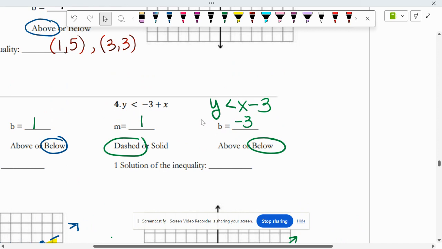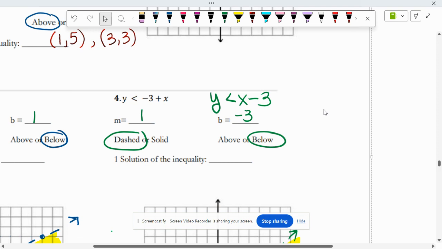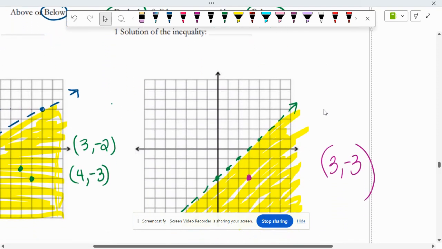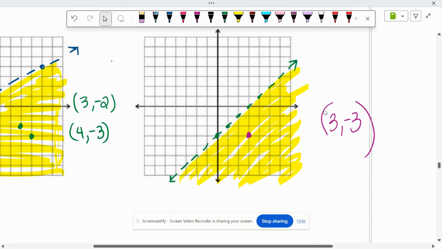And then I need to find my slope. Well, the number attached to the x is 1, and the y-intercept is -3. The symbol less than means it's going to be a dashed line, and I'm shading below. So I'm going to begin at -3, and I have a slope of 1. I make a dashed line. I said that my solution is 3, -3. Some of you guys had horizontal lines, and some of you guys had your slope going the other way. Take a look at that.